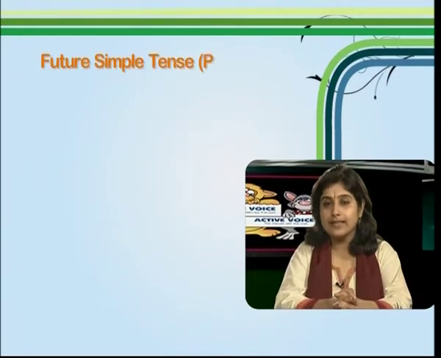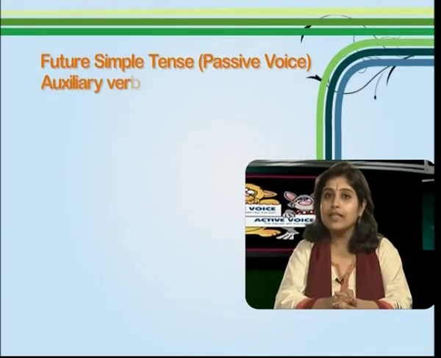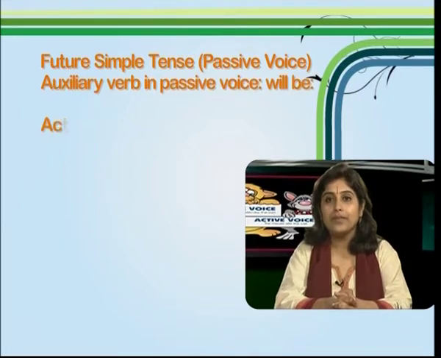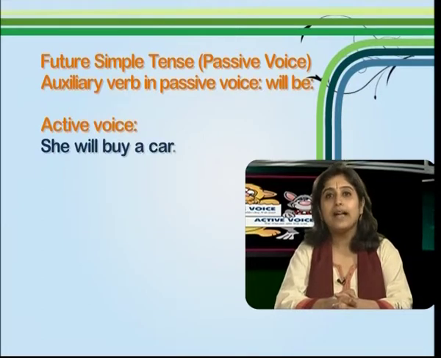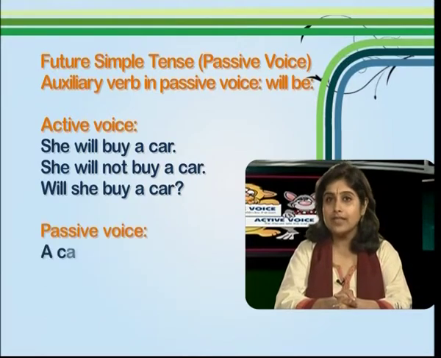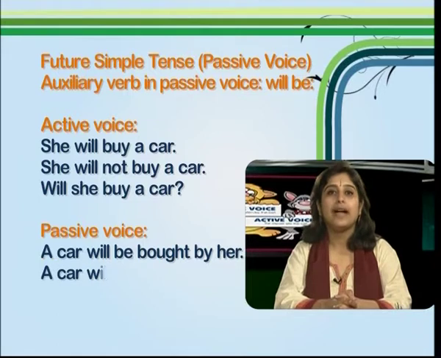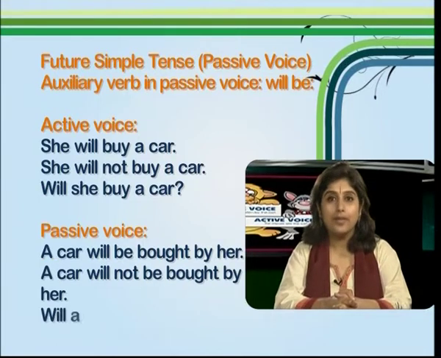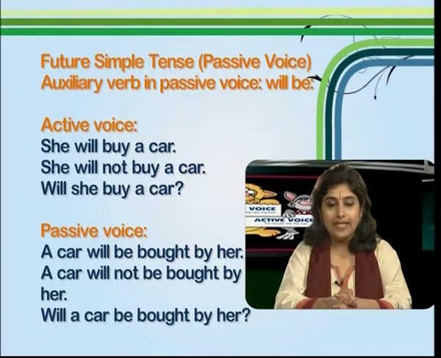Future simple tense in passive voice. Auxiliary verb in passive voice: will be. Active voice. She will buy a car. She will not buy a car. Will she buy a car? Passive voice. A car will be bought by her. A car will not be bought by her. Will a car be bought by her?